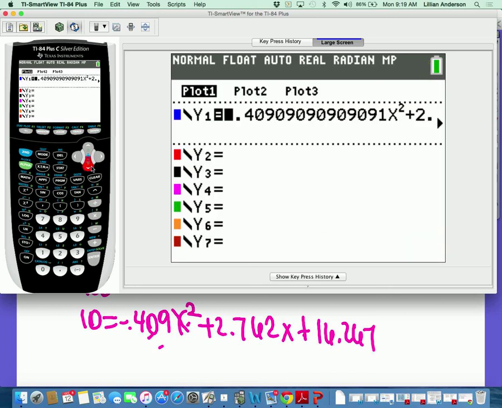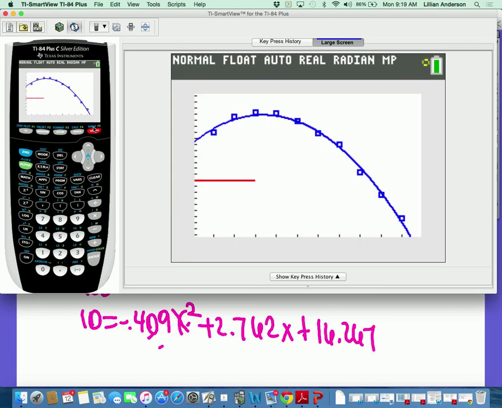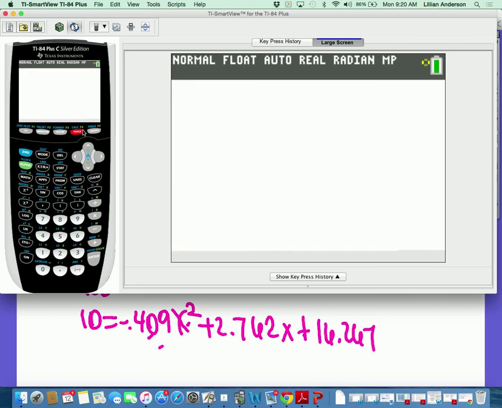And y2, go back to your y equals, and in y2 type in 10 to represent the left side of the equation. And what you should have is your quadratic and a straight horizontal line that intersects the quadratic. Do you guys have that? We're trying to figure out the time in which the flow rate was at 1,000 liters per hour, which is this intersection point. That's what we're trying to find. Okay? So to find the intersection point, you click second trace.